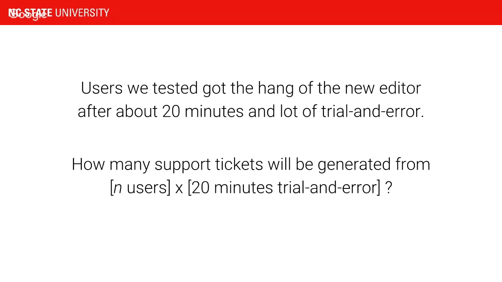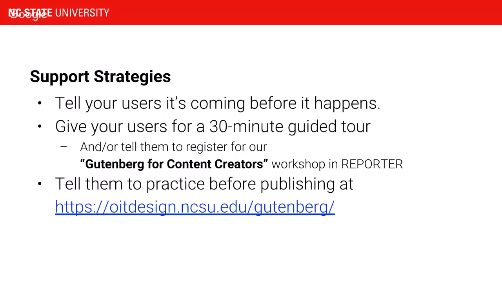So basically, the time it might take you to support a unit or to deal with the tickets that come in is basically how many users you are supporting times 20 minutes of trial and error, which may be a lot of tickets depending on how many users you support. So some strategies: tell your users it's coming before it happens, and also give them a 30-minute guided tour, which will help them avoid those common pitfalls.